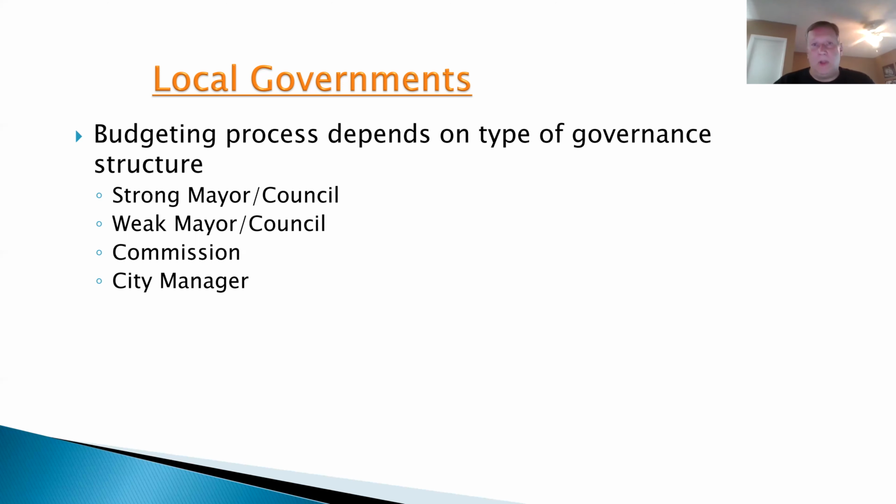When you get down to the local level, and we know we have tens of thousands, we have over 70,000 local governments in this country. The way in which a local government will do its budgeting will oftentimes depend, number one, on state law, number two, on the type of government it is, and then number three, the type of governance structure that we see in that local government. So state law will oftentimes dictate how a local government will put its budget together.